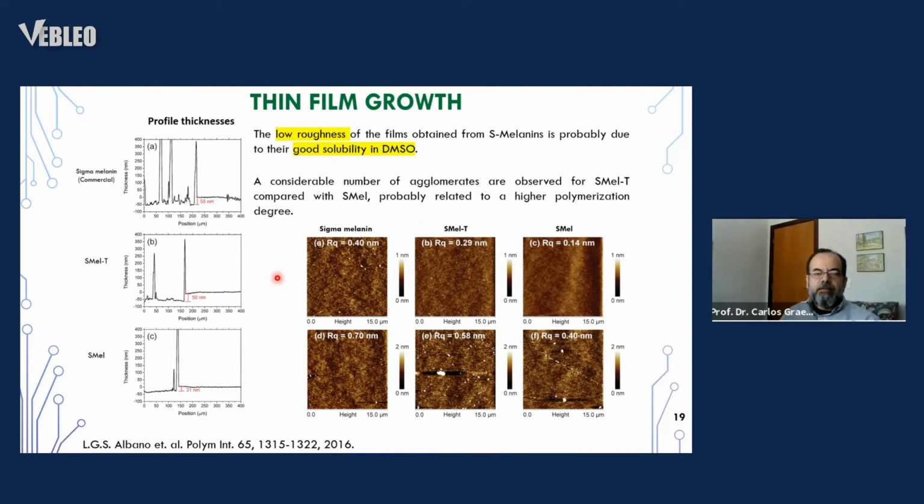And the first interesting thing is, of course, the thin film. This was the primary objective of the initial research. And as you can see, if we look at the AFM of these materials, we can see clearly that they are quite different in the roughness of the films. And we have the best in S-melanin. Okay, so the material made in DMSO is very good at producing very, very nice thin films.